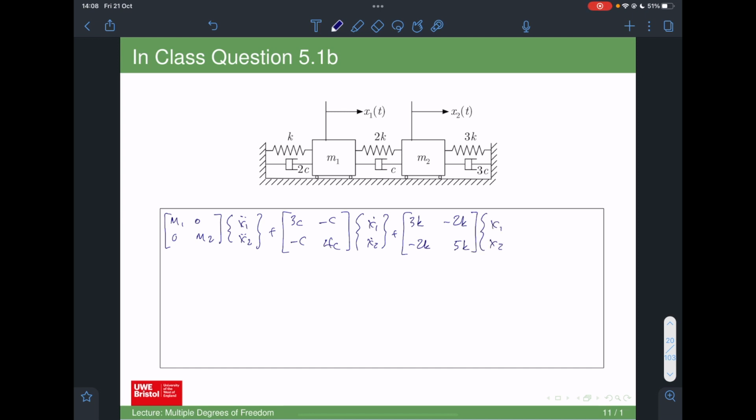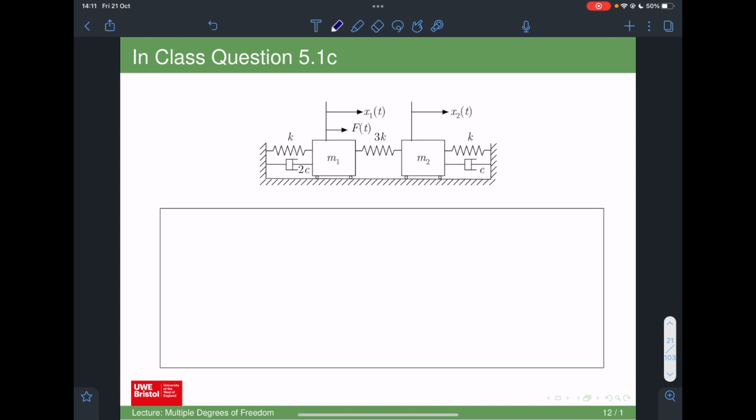X1, X2. There are no forces being applied because this is free vibration. So you've got 0 and 0. Okay? Okay, let's do this one quickly. So together, again, M1, M2, 0 and 0.